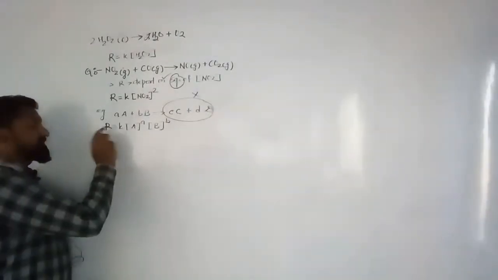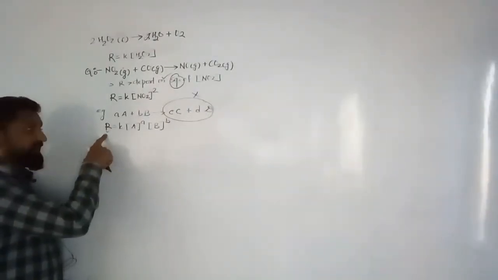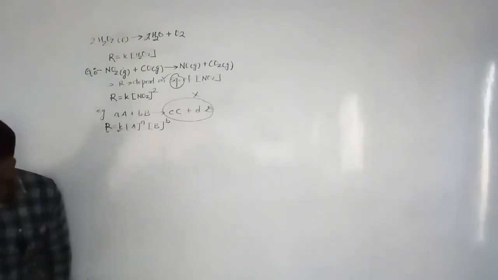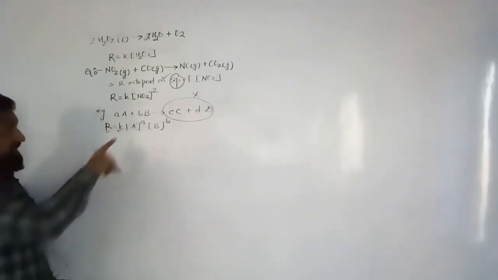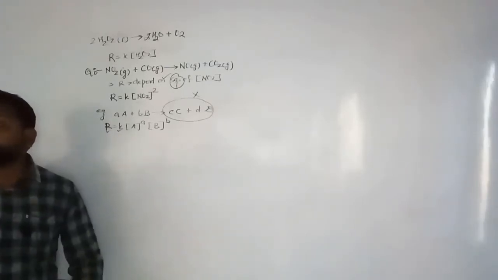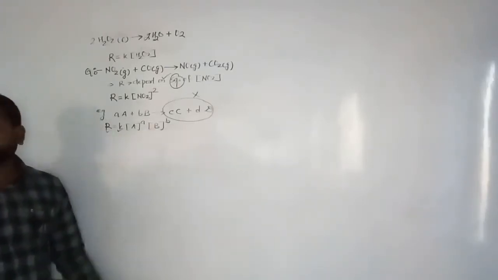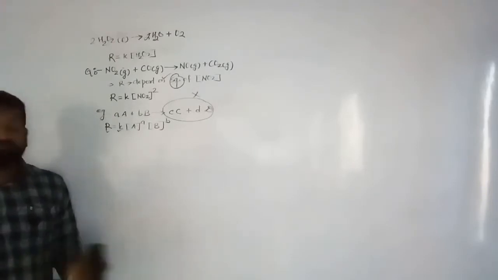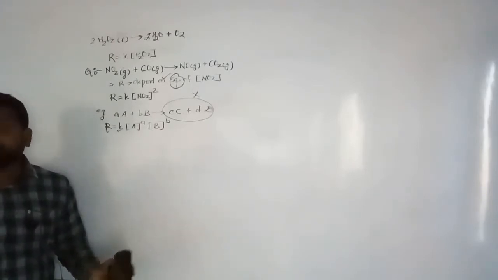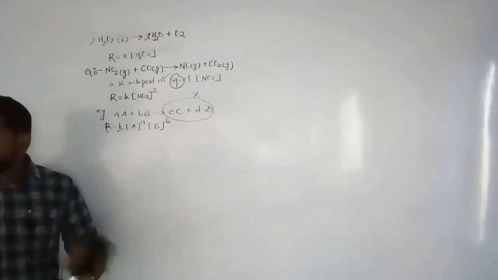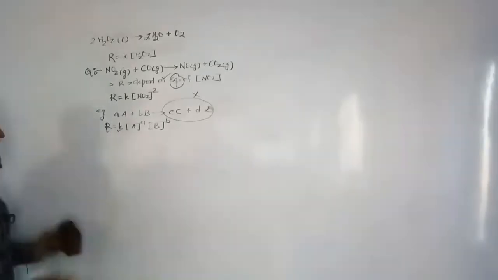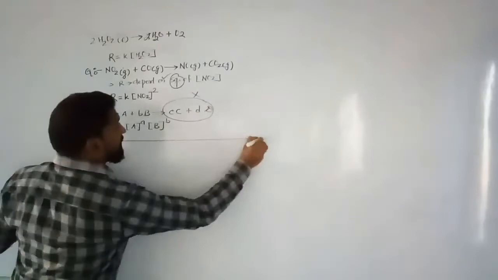So what is R? Rate of the reaction. What is K? Velocity constant or rate constant. What is A? This A is nothing but the molar concentration of reactant A, and B is the molar concentration of reactant B. That's all about that. So this is about the rate of the reaction. After this explanation, we will see the numericals. Don't worry. Right now, we will go for the order of the reaction.